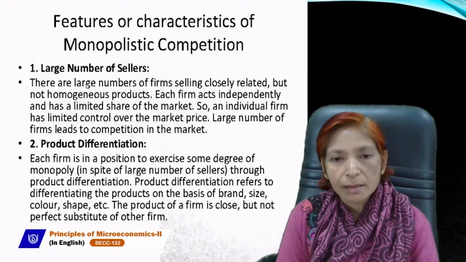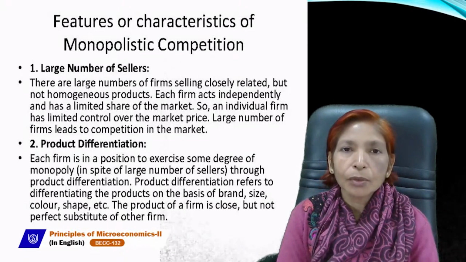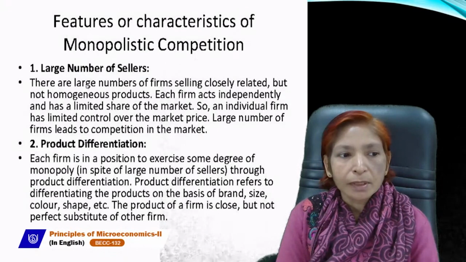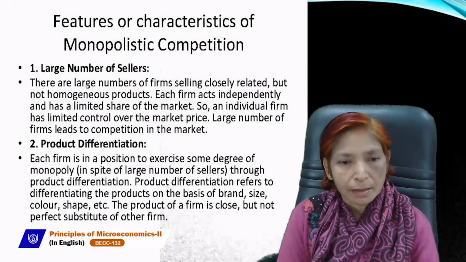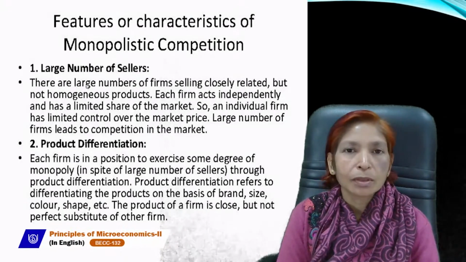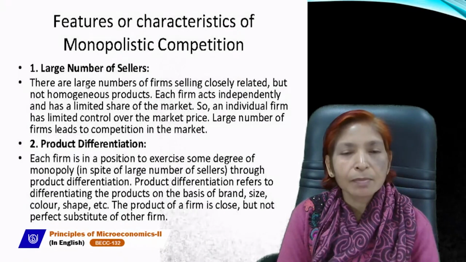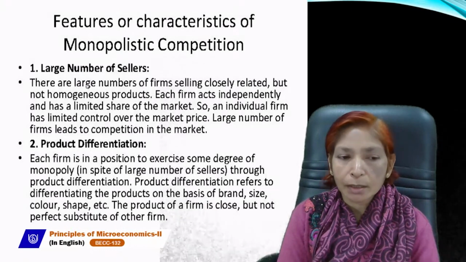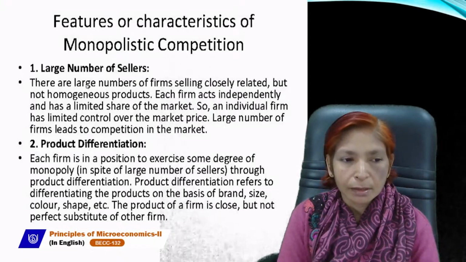Each firm acts independently and has a limited share of the market. So an individual firm has limited control over the market price. A large number of firms leads to competition in the market. That's why this market is called monopolistic competition or imperfect competition.